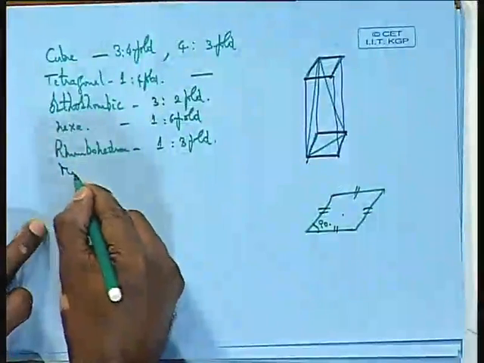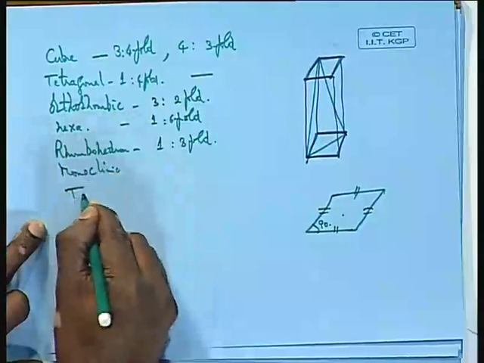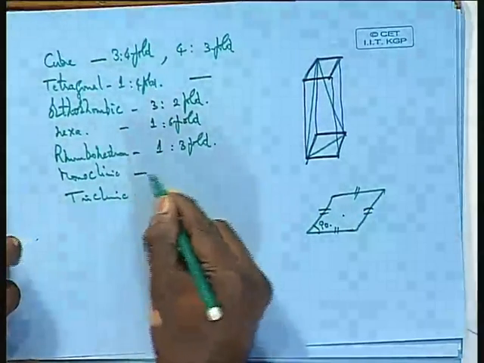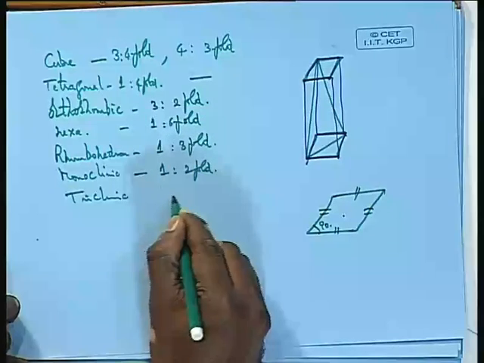Okay, and then you come to the monoclinic and the triclinic, the two other systems. A monoclinic has one two-fold symmetry, a triclinic has none.